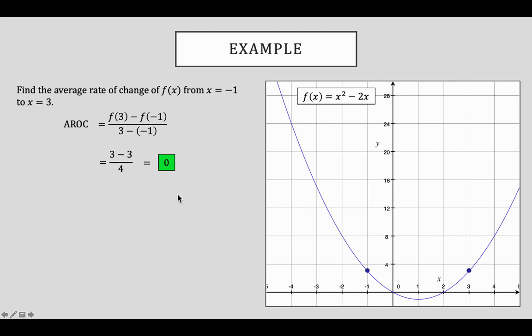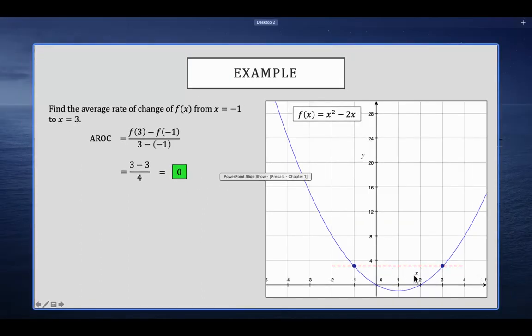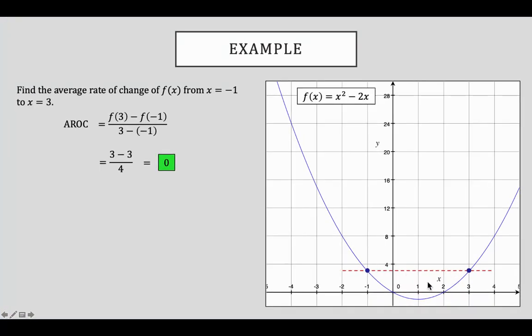The average rate of change on the interval from x equals -1 to x equals 3 is equal to 0. And hopefully that makes sense. Here is our secant line, okay? And the slope of that secant line is 0.